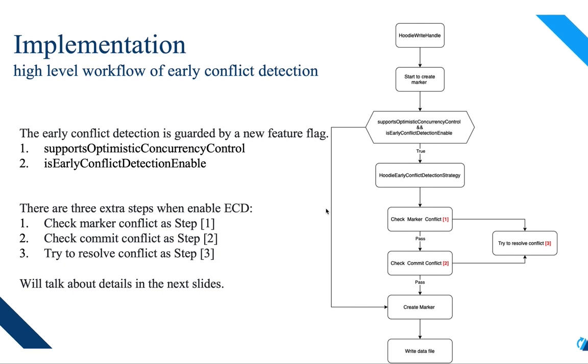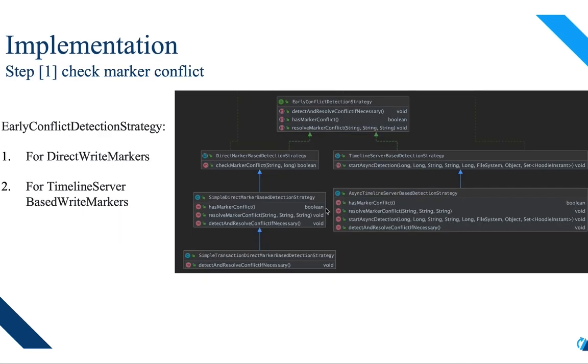There are 3 important actual steps marked in red in figure 1, which are step 1, check marker conflict, step 2, check commit conflict, and step 3, try to resolve conflict. I will talk about these details in the next slides. And first of all, let me introduce step 1, check marker conflict.